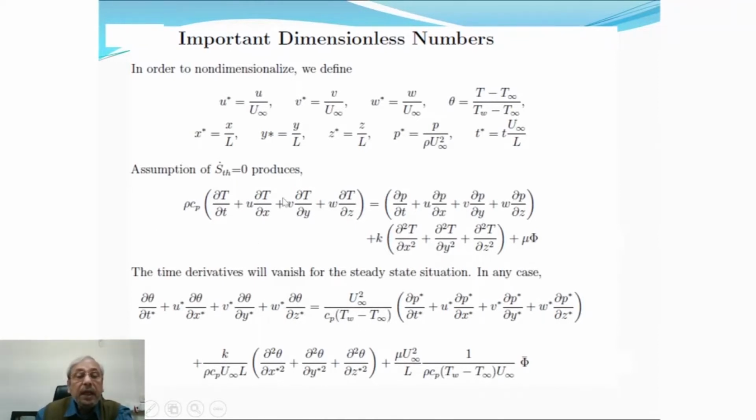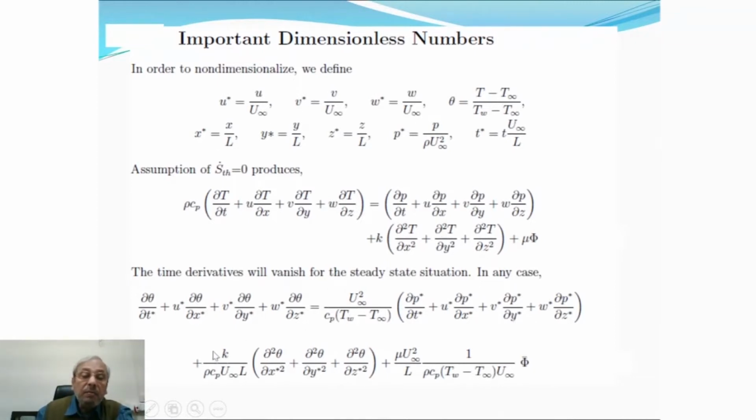So if we do that, then on the left hand side we will get ∂θ/∂t*, u* ∂θ/∂x*, v* ∂θ/∂y*, w* ∂θ/∂z* equal to, here, this group of parameters will create U∞² divided by Cp(Tw − T∞). And within the bracketed terms we will get ∂p*/∂t*, u* ∂p*/∂x*, v* ∂p*/∂y*, etc.